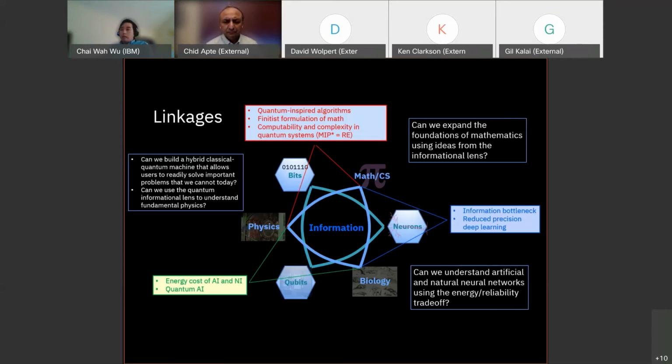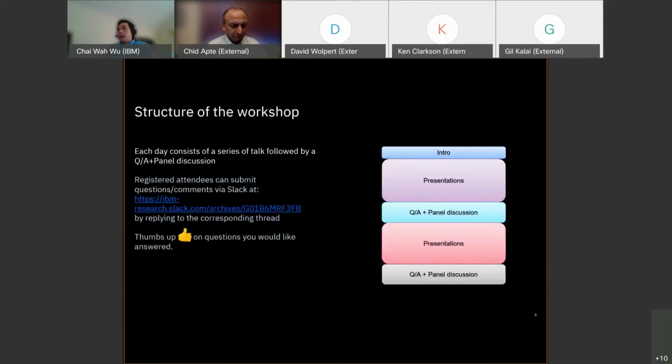So with that, let's move on to the main event, and let me describe some of the structure of this workshop. Each of the 4 days, we follow the same format. We have an introduction that outlines the theme of the day, followed by a set of presentations, and then followed by Q&A and panel discussion. In the afternoon, we will follow with a second set of presentations and a second Q&A panel discussion.